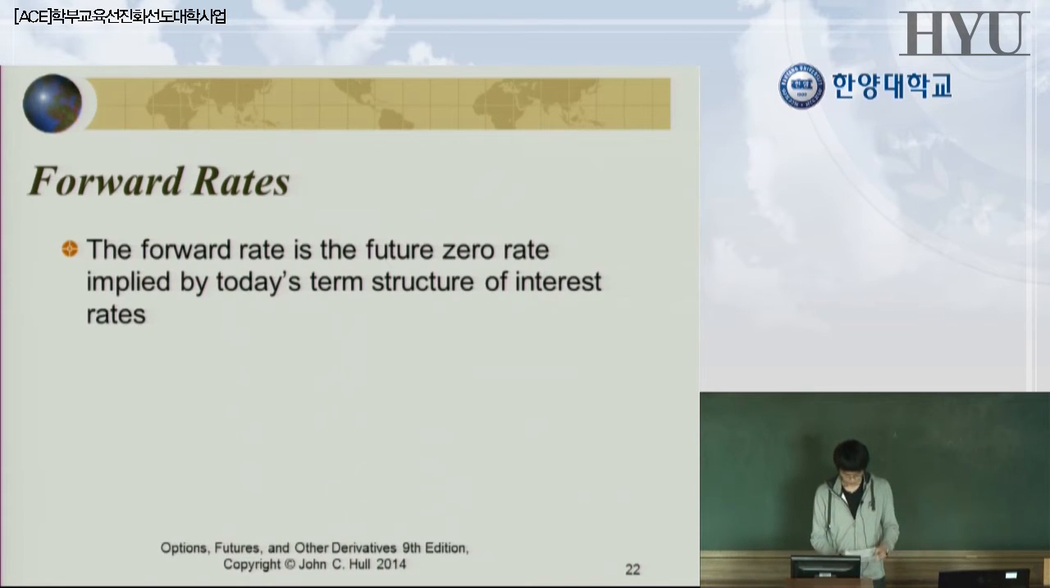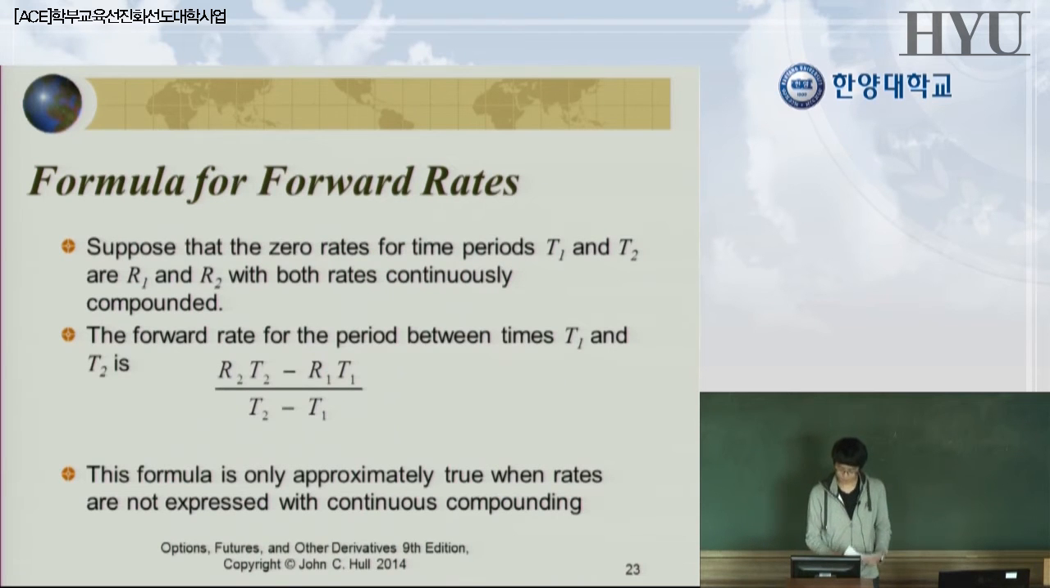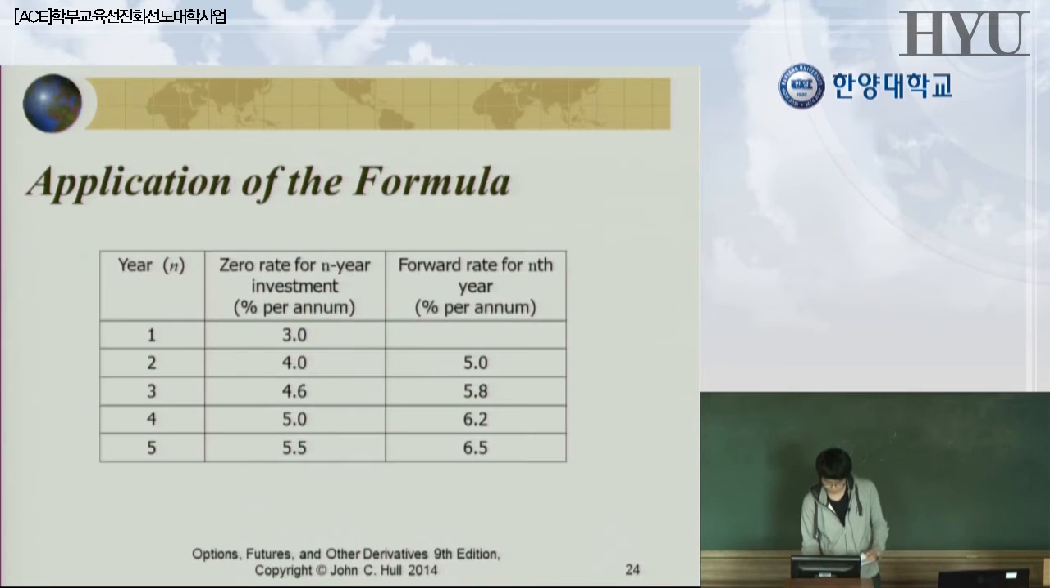And forward rates are the future zero rates estimated today based on today's zero rates. If R1 is the zero rate at time T1 and R2 is the zero rate at time T2, that formula is for the calculation of forward rates. This table shows the forward rates and the relation between forward rates and the zero rates.